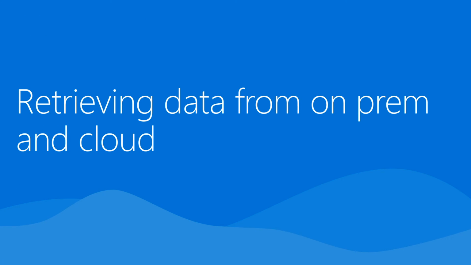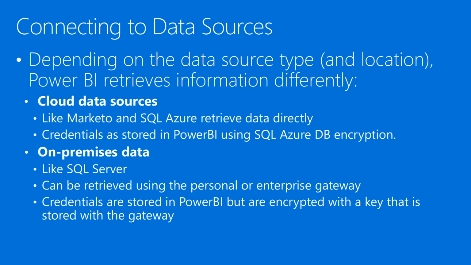And then a real quick touch on retrieving data from on-premises and the cloud. For connecting to data sources, depending on what the data source type is, we might handle things a little bit differently. There are cloud data sources and on-premises data sources. An example or two of cloud data sources: Marketo, SQL Azure Data Warehouse, HD Insights, a variety of those. In this case, the creds, as we've talked about before, are stored in Power BI because we need to know how to connect to that.